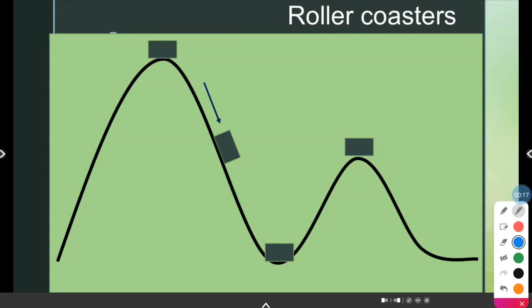I want you to do that first. Look at these positions, writing position 1, position 2, position 3, position 4. You pause the video and make the decision about what kind of energy this roller coaster has at each of those locations. Go ahead and do that now.